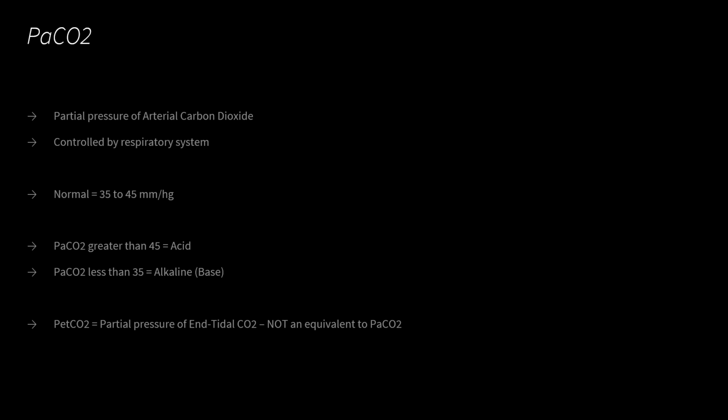So CO2 always throws people off because it goes the opposite of what you would want it to do, because as my CO2 goes up, my pH goes down, and as my CO2 goes down, my pH goes up. So they're inversely proportional to each other. That's always the one that throws people when we're looking at an ABG, just remembering that CO2 is an acid. That's the best way to look at it. And so as it goes up, your pH is going to go down.